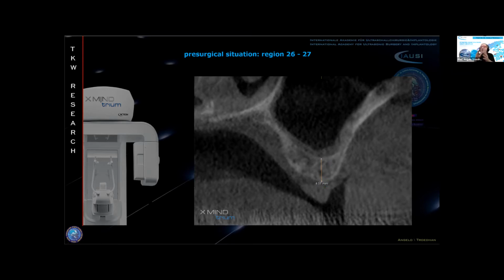Because if you overload bone, it resorbs. But contrary to a natural tooth, of course, you don't have a periodontal ligament. So that means there is no appositional bone growth if there is a constant load on the bone, a constant overload on the bone.